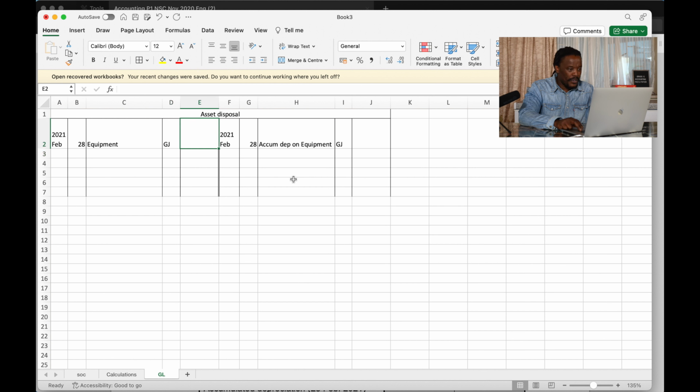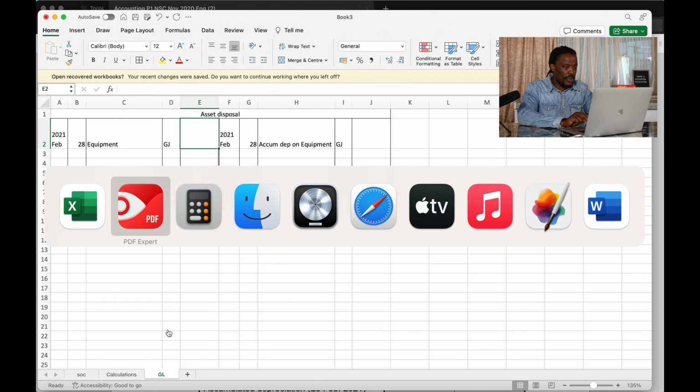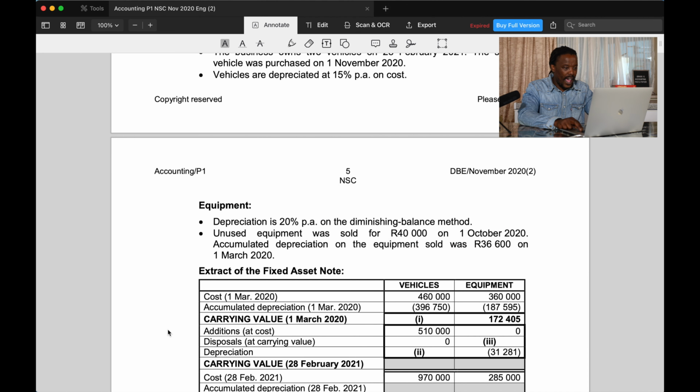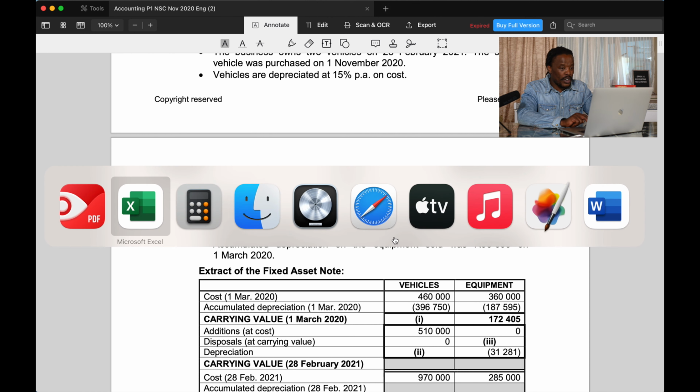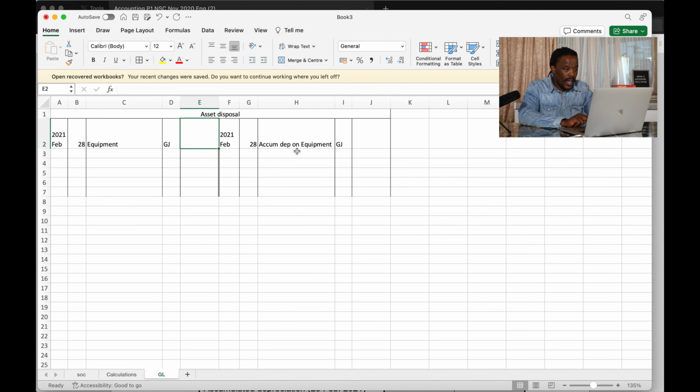Now, you have this asset disposal in question, and they said to you, depreciation is 20% per annum on the diminishing balance method. Unused equipment was sold for 40,000 on 1 October.